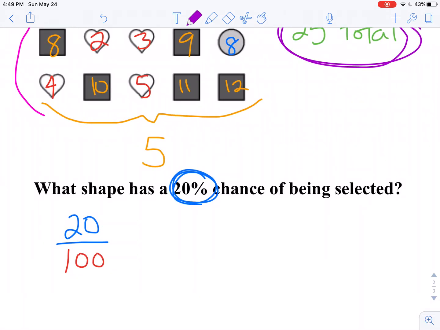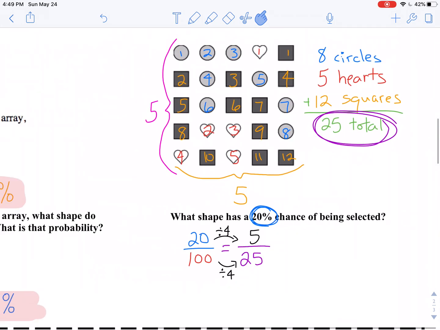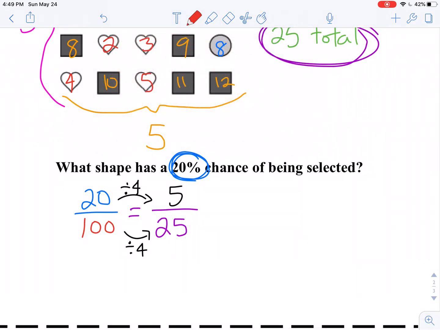So a total in a fraction would be the denominator. And now I'm going to think, how do I go from 100 to 25? I'd divide by 4. And 20 divided by 4 is 5. So there should be 5 of some shape up on top. And look at that. There are 5 hearts. So the answer is hearts. That came from right there, that number up on top. Because 5 out of 25 are hearts, and 5/25 is equivalent to the fraction 20/100.